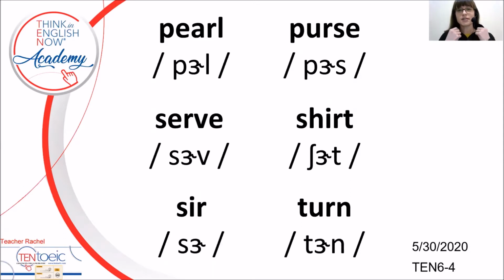Shirt. A shirt is a piece of clothing. We wear it on the top, and maybe it's real thin. Sir. This is something that we call a man to show respect. So maybe a policeman, we will call him sir. Thank you, sir.